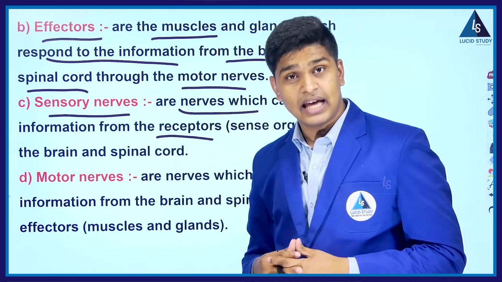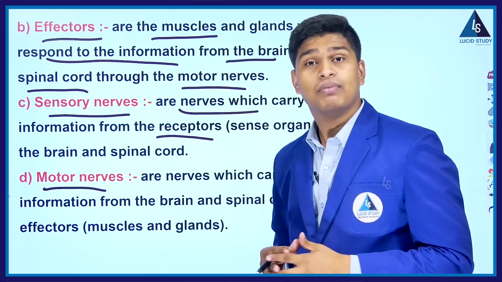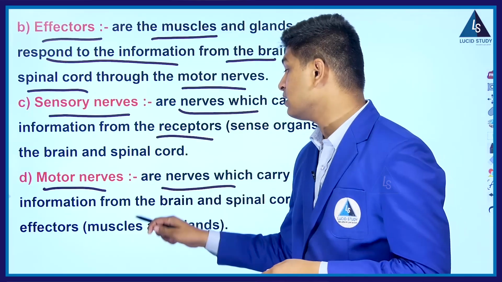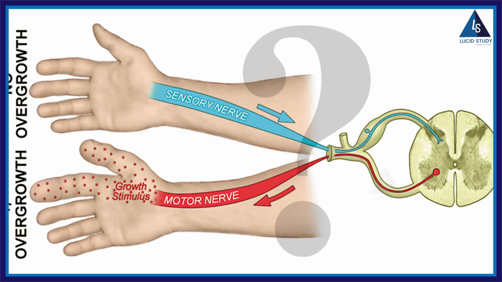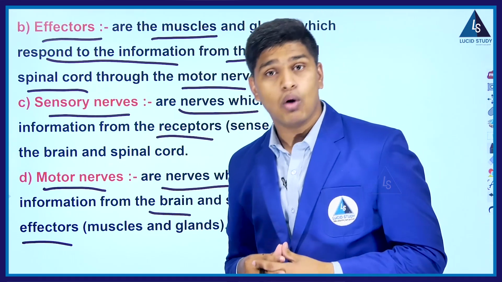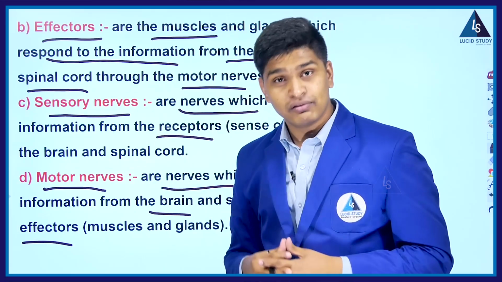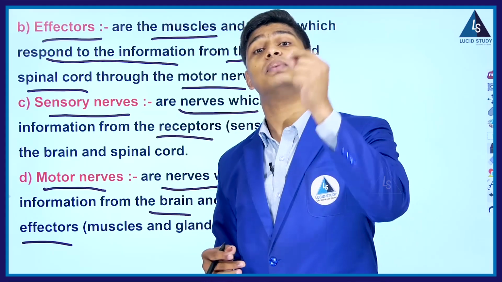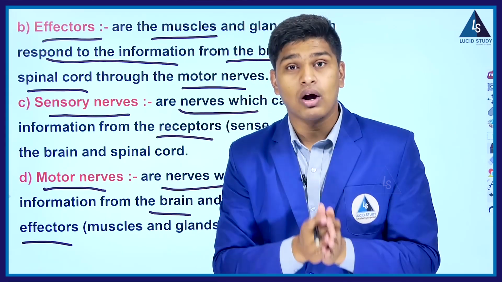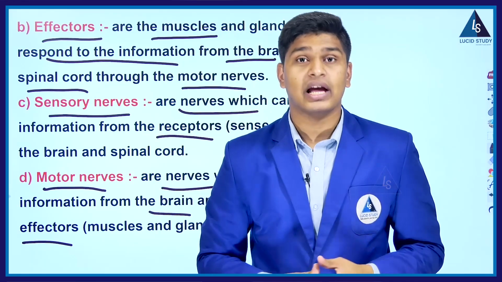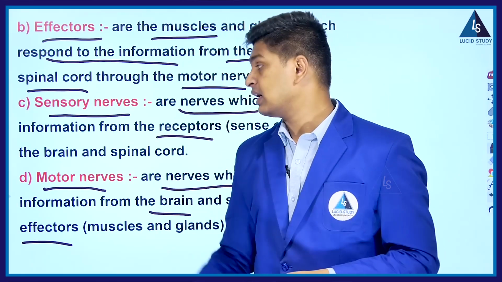Whatever they have received is sent to the brain or the spinal cord by these sensory nerves. And then what is a motor nerve? Motor nerves are the nerves which carry the information from the brain and the spinal cord to the effectors. As we already know, the effectors are the muscles and the glands. They respond to the information given by the brain and the spinal cord, in response to the stimulus that has been given in the first place. So receptors are associated with the sensory nerves, and effectors are associated with the motor nerves.